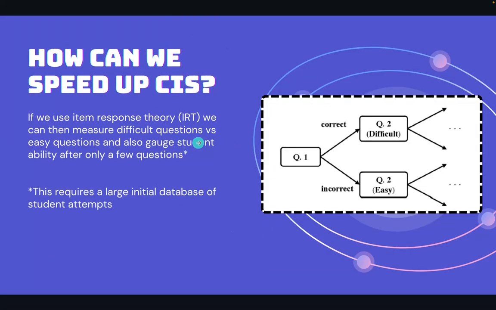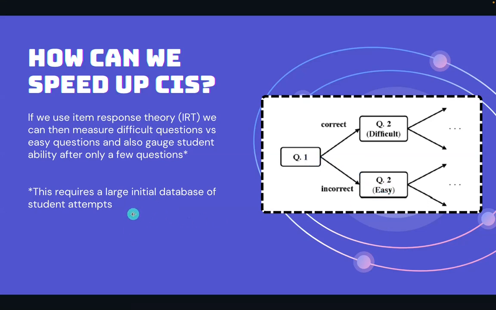Well, if we use something known as item response theory, and I'll explain that very briefly shortly, then we can measure the difficult questions. So we know which questions are typically easy and which are typically hard. And then after a few questions, we can gauge whether or not the student is of a particular level. So for example, question 1, if they answer correctly, then we give them a more difficult question 2, in no particular order except in terms of difficulty. And likewise, if the question is answered incorrectly, then we give them an easier question.